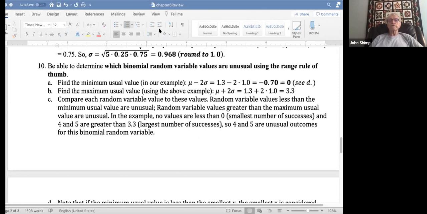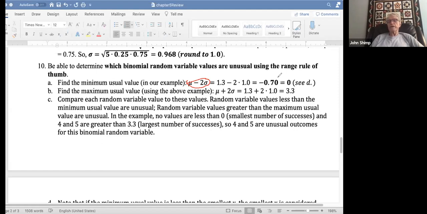Here's our minimum usual value, and our mean. Did we find the standard deviation? Yeah, we got 9.968. And we're going to use, again, 1 decimal place. So the 1.3 was the mean, and the standard deviation rounded to 1 decimal place is 1.0. So the mean minus 2 times the standard deviation, the minimum usual value, is 1.3 minus 2 times 1, which is negative 0.70.